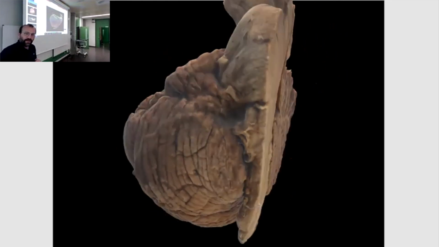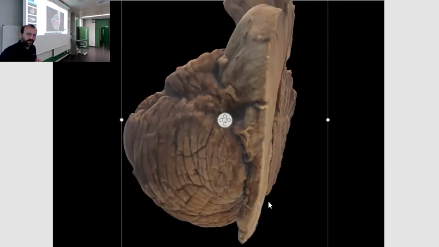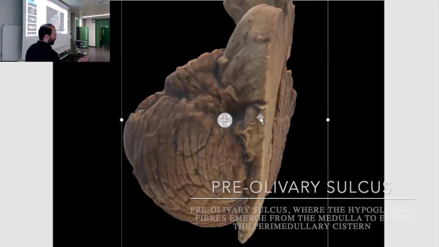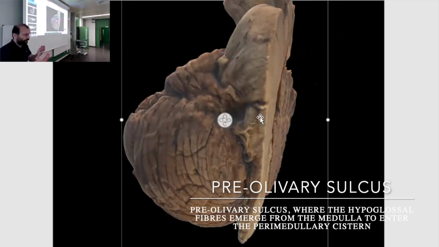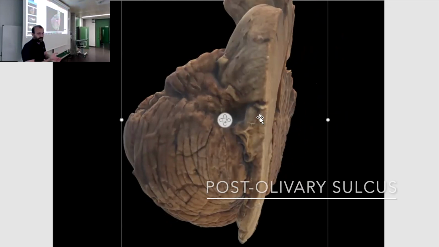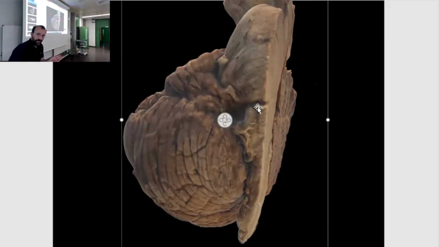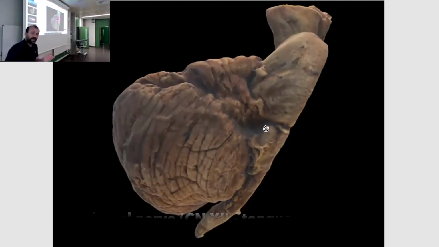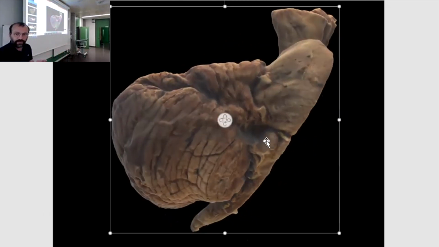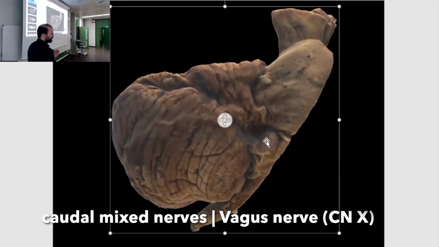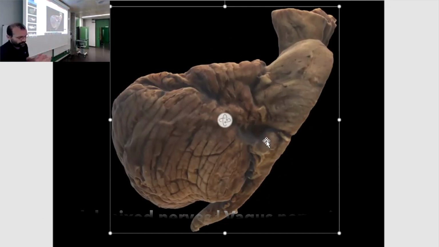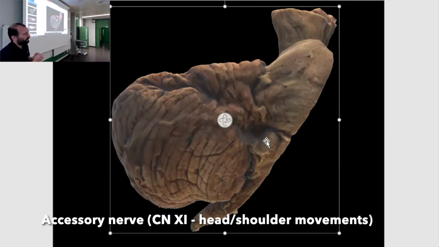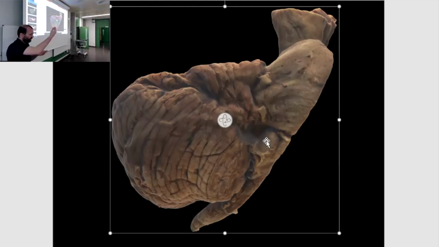We will then study in detail the bulbar anatomy, identifying, of course, the median sulcus. Laterally to the medial sulcus, we will find the pre-olivary sulcus, limiting, together with the post-olivary sulcus, the inferior olivary nucleus. Why are these two sulci important? Because the pre-olivary sulcus, the anterior one, is the exit point of the hypoglossal nerve. The retro-olivary sulcus is the exit point of the caudal mixed nerves, so vagus mostly, but you will have the roots of the accessorials coming upwards and those of the glossopharyngeals.